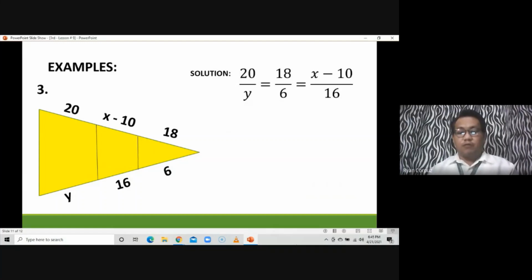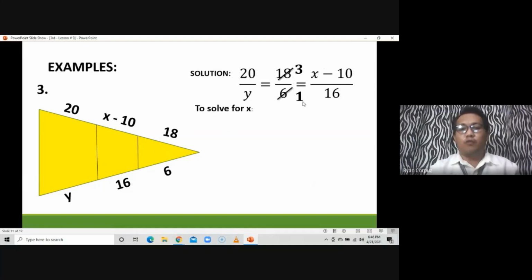Ang gagawin natin una, 18 over 6, as you can see, can still be reduced into lowest term. So 18 over 6 can be reduced into 3 over 1 because both 18 and 6 are divisible by 6. So we are going to make use of 3 over 1 instead of using 18 over 6. In that way, mas mababang number ang ma-encounter natin. So una, let's solve for x. To solve for x, let's try cross multiplication.